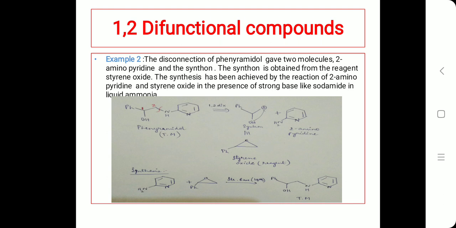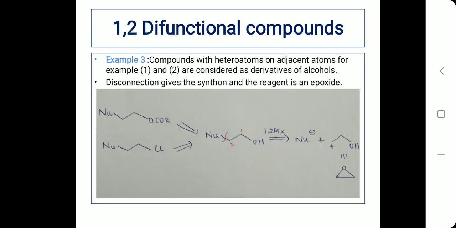So wherever you come across a compound with a hydroxyl group and amine group, then it is always an amino alcohol. And somehow you have to come to the disconnection, and the starting materials should be an epoxide and an amino group. So make sure that this will be the starting material. Now coming to the synthesis, we are going to use a strong base like sodamide in liquid ammonia, and we're going to synthesize the target molecule which is phenyramidol. So next we're going to study example 3.